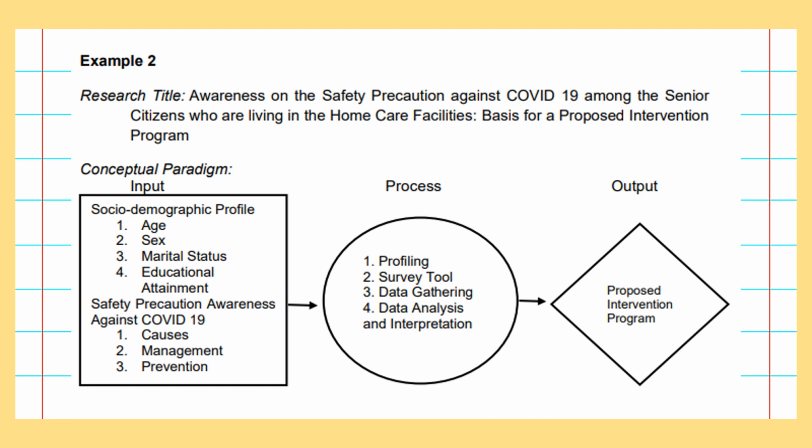The necessary steps and procedures are to be implemented to obtain the vital data as a result of the findings of the research. So what they did is that all the demographic profile and safety precaution awareness against COVID-19 underwent the process of profiling, survey tool, data gathering, data analysis, and interpretation. And the output of this finding is the proposed intervention program.